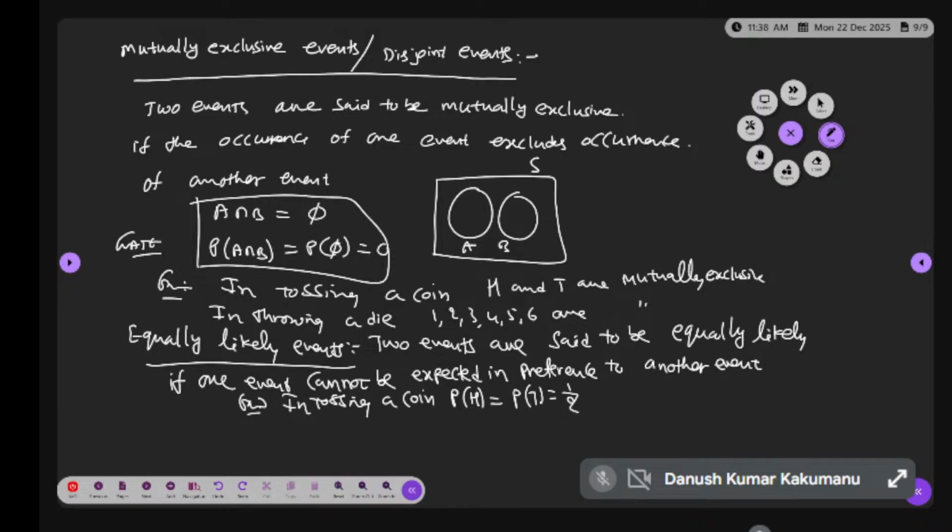In tossing a coin, head and tail are equally likely. In tossing a single coin, again they are equally likely. In throwing a die, 1, 2, 3, 4, 5, 6 are equally likely. You are understanding the definition? Equally likely. Trial, event, sample space, exhaustive, mutually exclusive, equally likely. Now we are going to our main definition. With all these definitions, now we are going to our main definition, the term probability. Completed, no? Yes, sir. Probability definition.